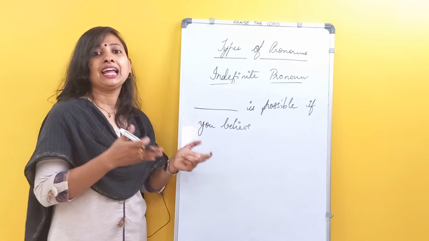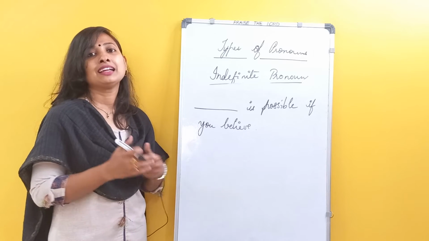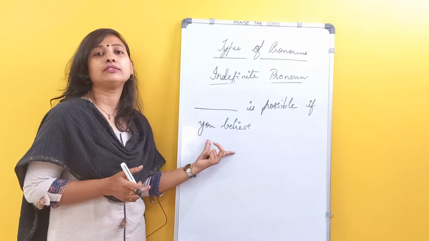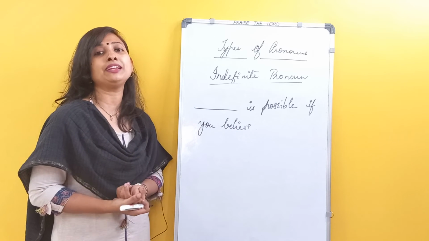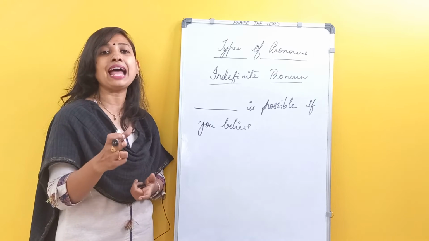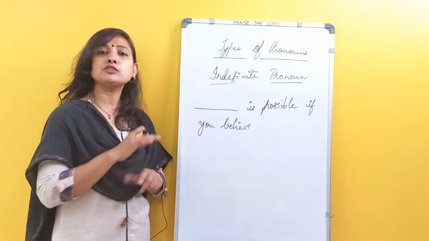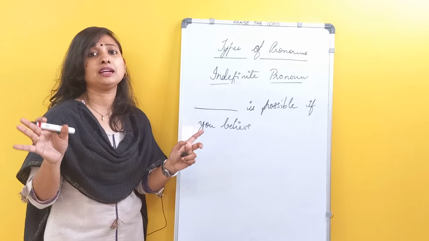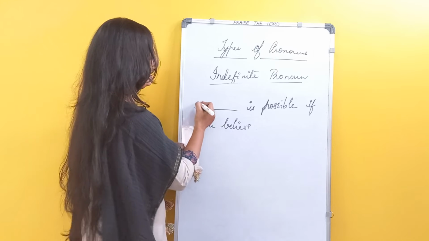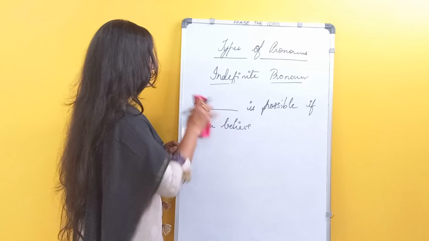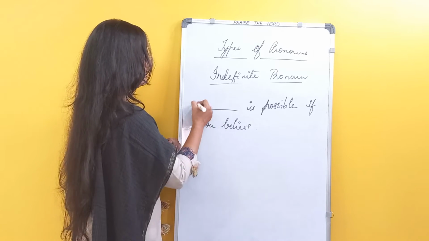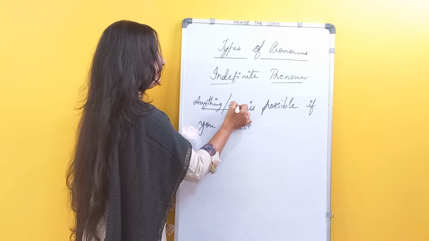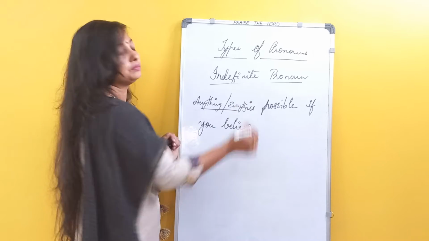So it can be optimum for both. You can say anything is possible if you believe, or you can say everything is possible if you believe. So if you believe it can be done, then it will happen. So everything is possible, or you can say if you believe anything is possible. You can fill either of the two. Anything or everything. Right?